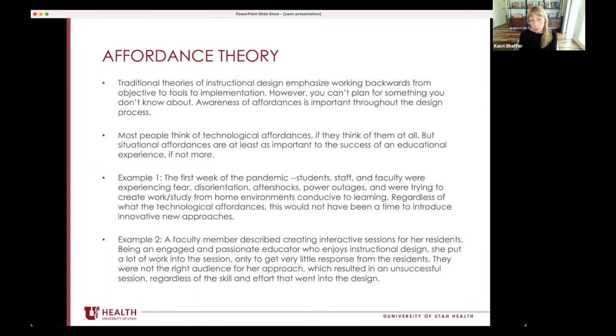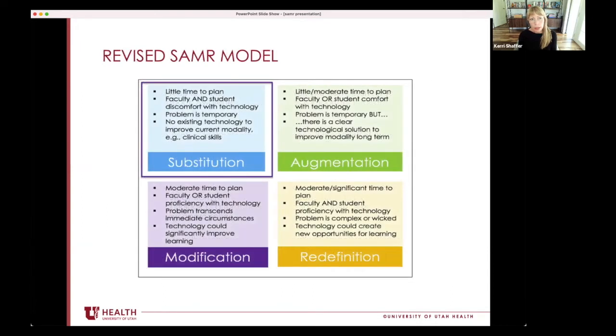So we started thinking about this as we revised the model, and you'll notice it's no longer a staircase. In fact, we even kind of went back and forth about what order we should put things in because we didn't want the direction of how people are used to reading to imply that one of these was better than the other. We really wanted to get across that any of these can be the appropriate level depending on your situation. So for substitution, that's the best option when, again, like in the very beginning of the pandemic, we had very little time to plan.